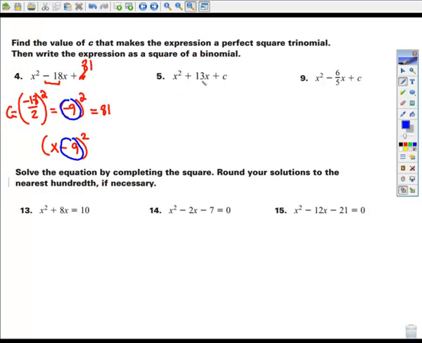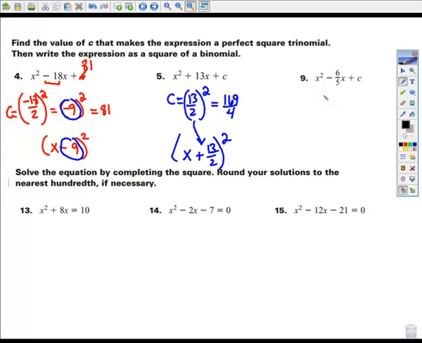Let's do another one of these. So in this case, c is 13 over 2 squared, which equals 169 over 4. So there's my c value. And now my square of the binomial is going to be, not x squared, I'm sorry, just x, plus 13 halves, and then squared. Because the square root of 169 is 13, the square root of 4 is 2. And again, like I said before, that's what's going to end up going in here.